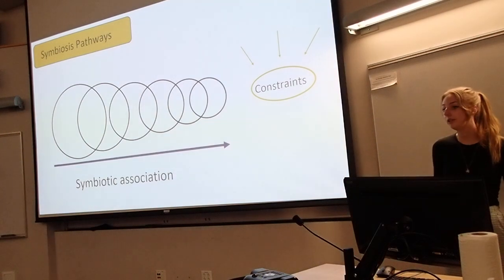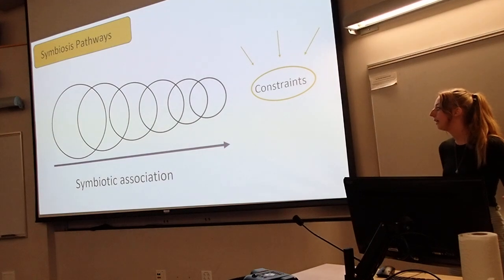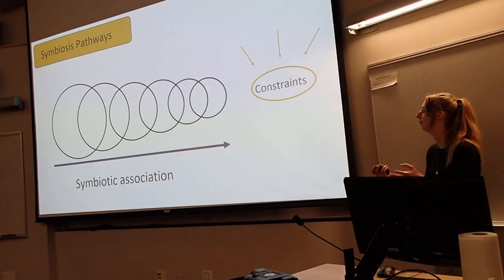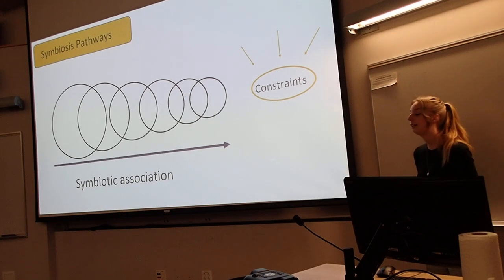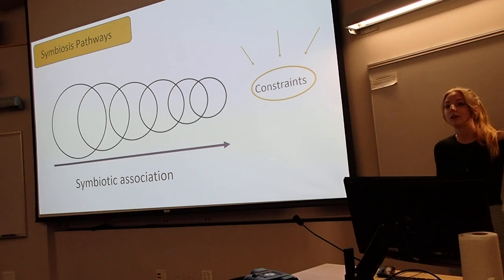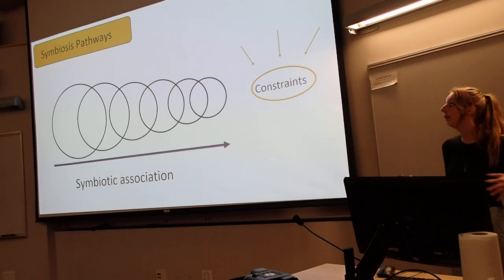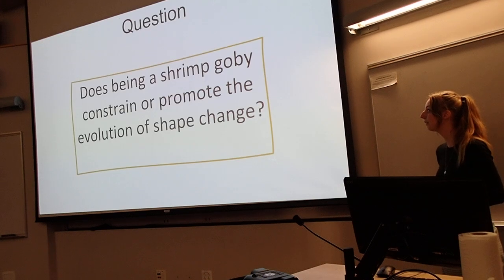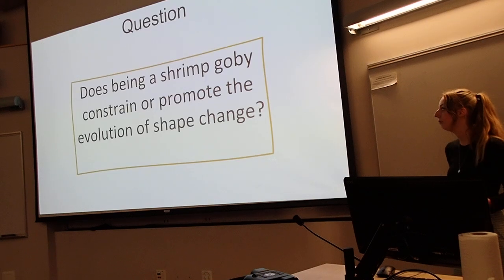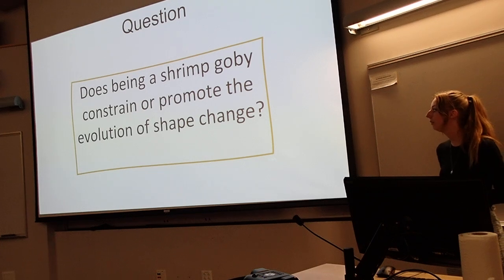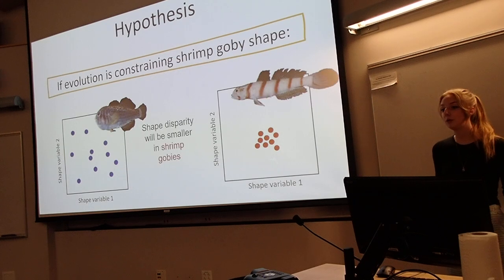On the flip side though, you could be a really diverse goby and become symbiotic, and over time you slowly start to get constrained until you're at this optimal body shape. And with this, you wouldn't be able to become really diverse because you've wholly optimized yourself to be in this symbiosis. So here I propose the question to you: does being a shrimp goby constrain, or might it actually promote the evolution of shape change? So from here we have this hypothesis.